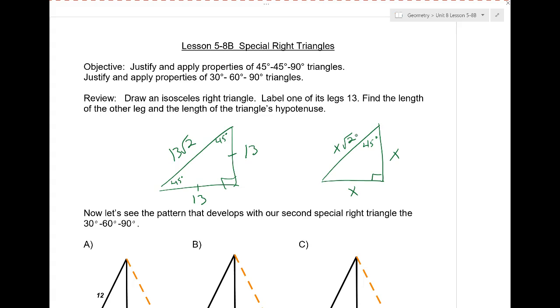So 45, 45, 90, do you guys think it was pretty easy? Now, some of you kept wanting to use the Pythagorean Theorem. Stop. If it's a 45, 45, 90, you don't have to. Really, for the Pythagorean Theorem, you always want to think, if I know two sides, then I can solve for the third using the Pythagorean Theorem. But with a 45, 45, 90 triangle, use the pattern.